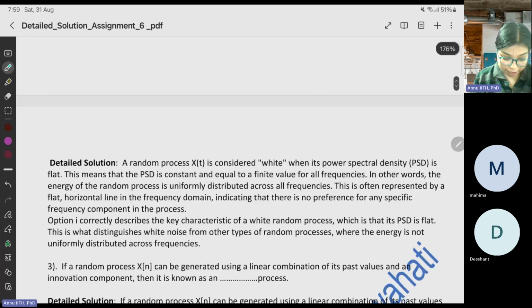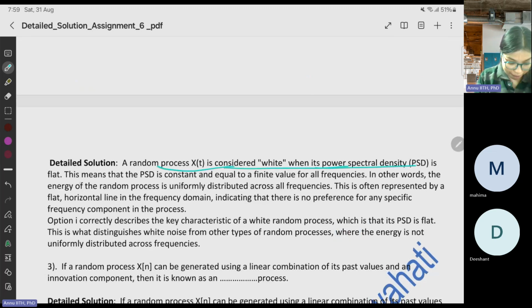Because a random process is considered white when its power spectral density is flat. This means the power spectral density is constant and equal to a finite value at all frequencies. In other words, the energy of the random process is uniformly distributed across all frequencies. This is often represented by a flat horizontal line in the frequency domain, indicating there is no preference for any specific component. Option 1 clearly defines this.